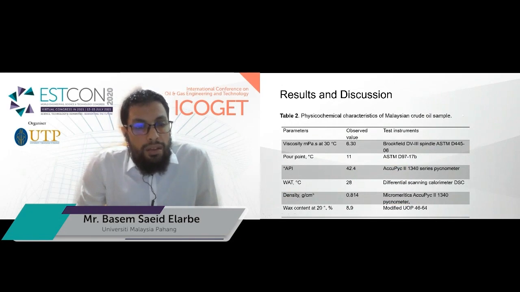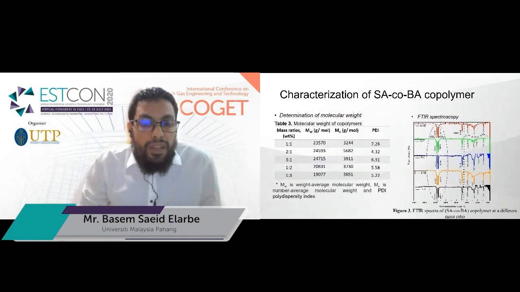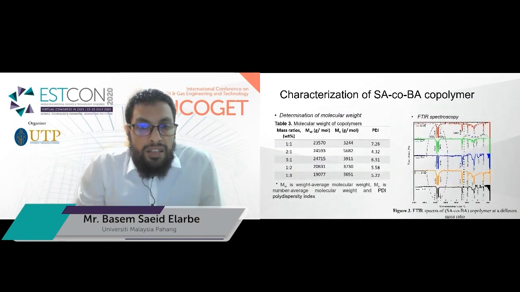This table shows us the physicochemical characteristics of the Malaysian blank crude oil sample. For example, the viscosity of blank crude oil at 30 Celsius was 6.30 mPa·s, the pour point was 11 Celsius, and the WAT was 28 Celsius. And the characterization of the SA-BA copolymer.